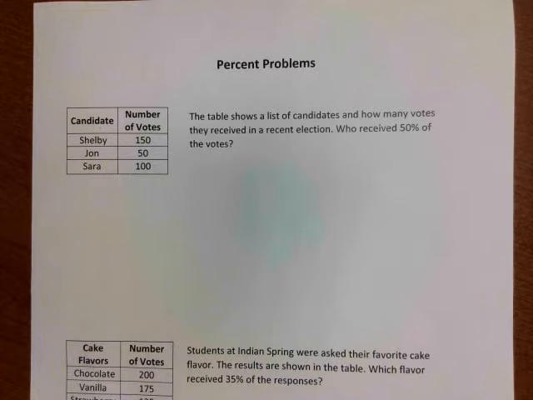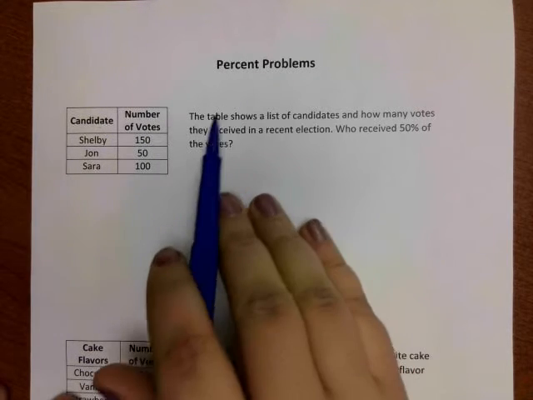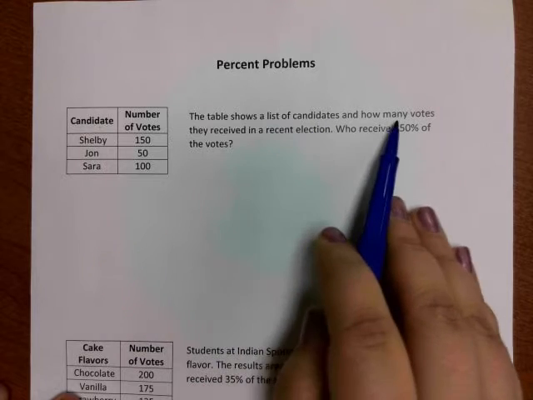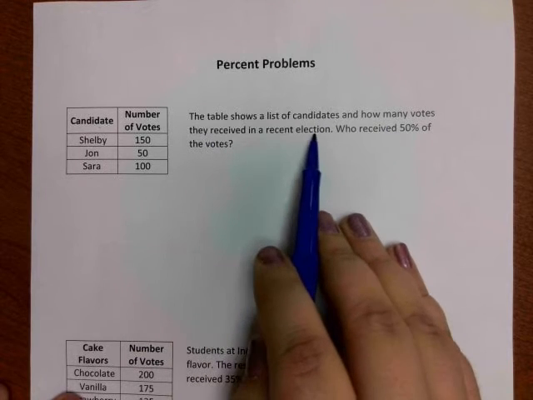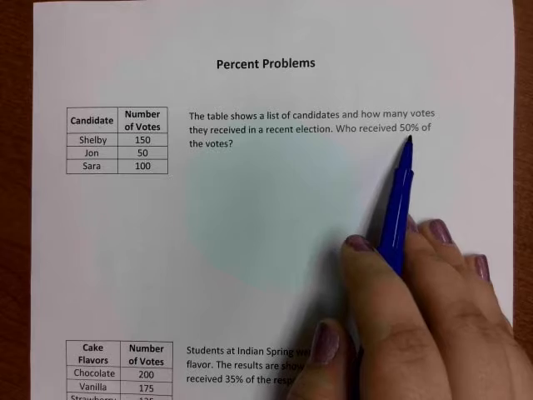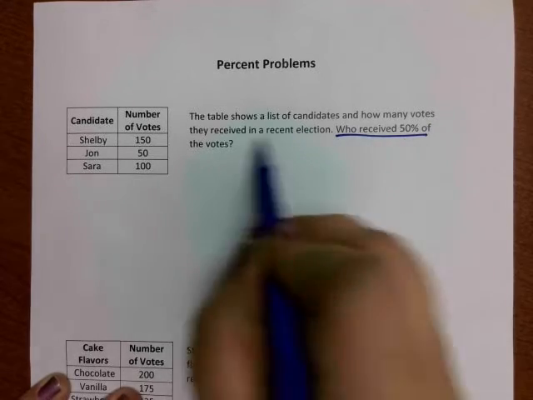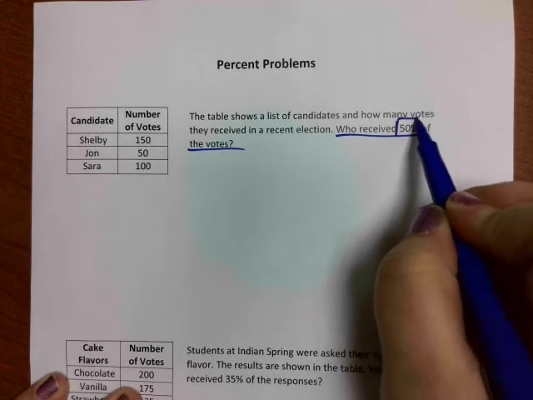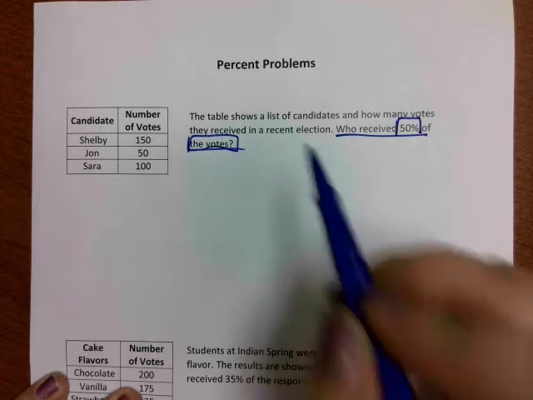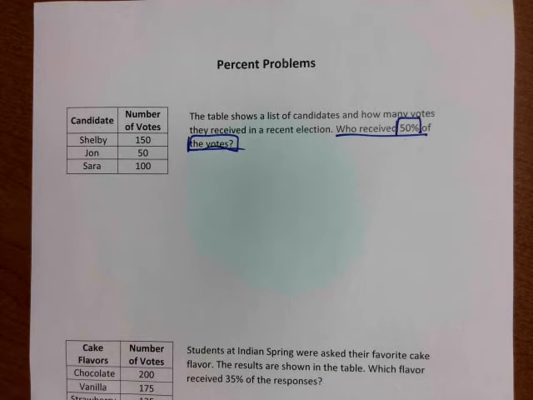We're going to look at percent problems, like I said. So here we have a table, and it says the table shows a list of candidates and how many votes they received in a recent election. Who received 50% of the votes? All right, so to solve this problem, we are going to set up a proportion, okay?